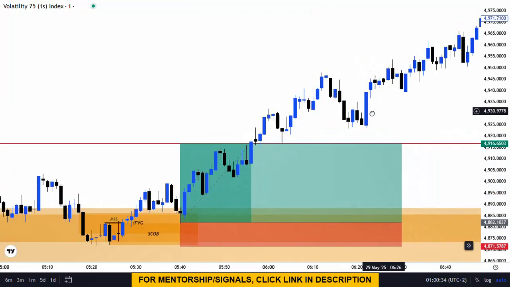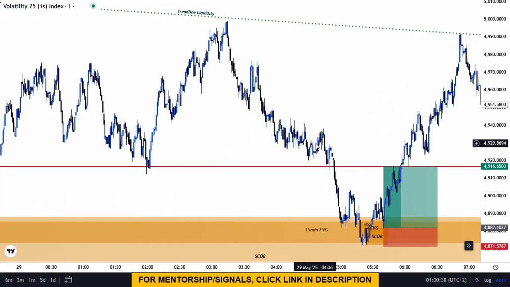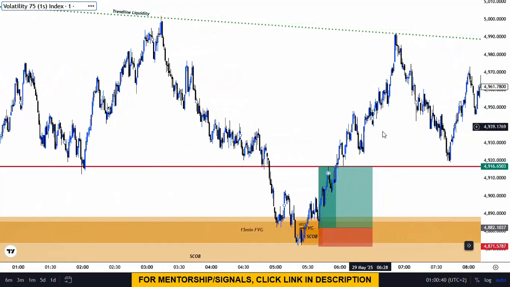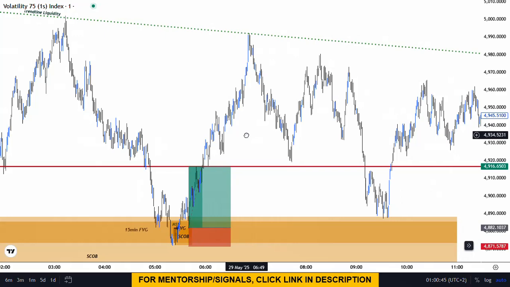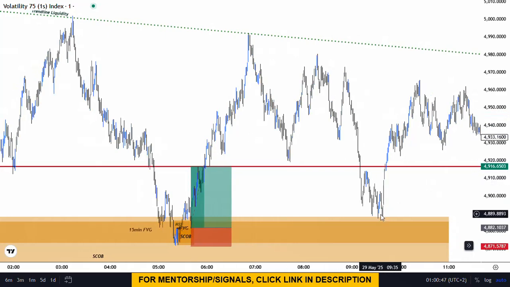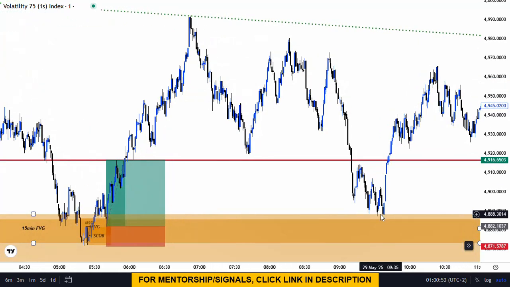Now, the other entry was somewhere here. Remember, we still have that 15-minute single candle order block right here, though it was a bit bigger.